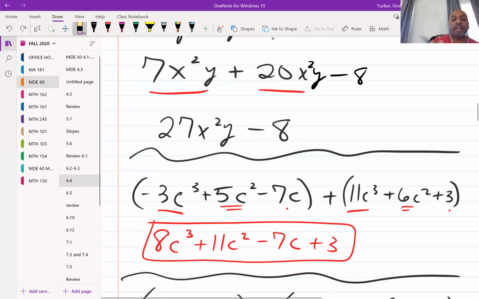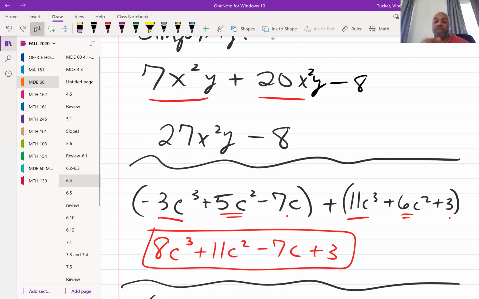So you're looking at negative 3c cubed plus 11c cubed will give you 8c cubed. 5c squared plus 6c squared will give you 11c squared. Then when you look at negative 7c, there's no like term, so you just bring that down. Same thing with this plus 3, there are no other like terms, so you just bring that down. So that will be your most simplified expression.